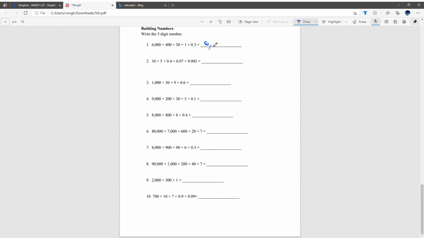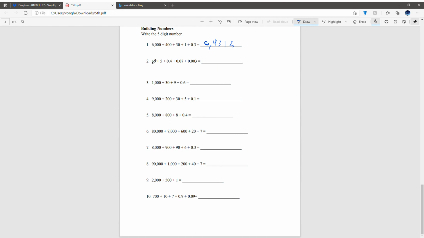And then we have 400, and 400 is in the hundreds place, so you write it at the third place. 30 is in the tens place, so you write it at the second place. And then 1 is in the ones place, so you write it in the first place right here. But then you have 0.3, so you put a decimal, and you put 3. That's how you do it.